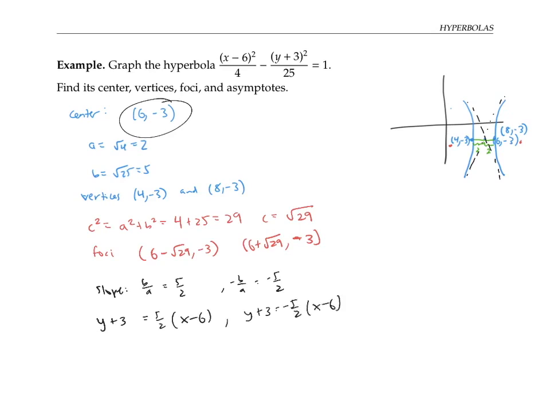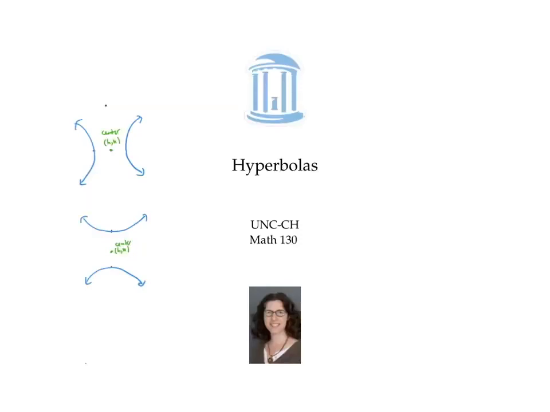If I want to be a little more accurate, I could also plot some points by plugging in values of x and solving for y, or vice versa. In this video, we gave two equations for hyperbolas. Which one you use depends on how the hyperbola is oriented.